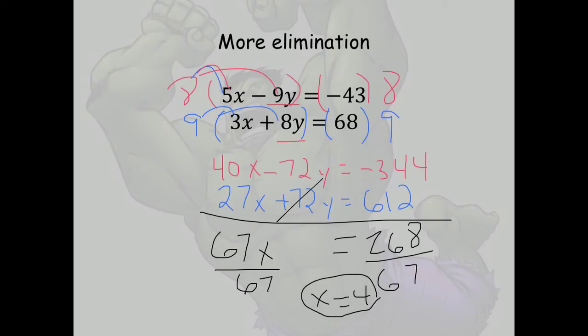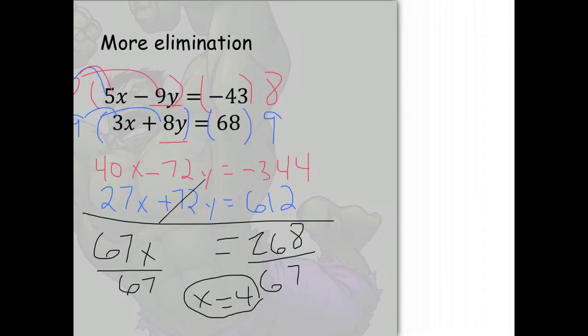Are we done? Well, not quite. But what we can do is plug into either equation, whichever seems easier. I'm going to clear off some space here. We know that x equals 4, so I'm going to plug it into the first equation. Instead of writing x, I'm going to write what it equals: 5 times 4 minus 9y equals negative 43. 5 times 4 is 20, minus 9y equals negative 43.